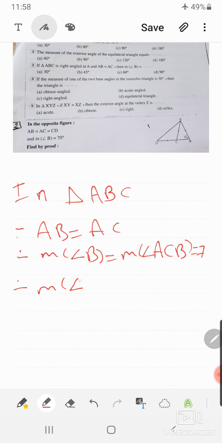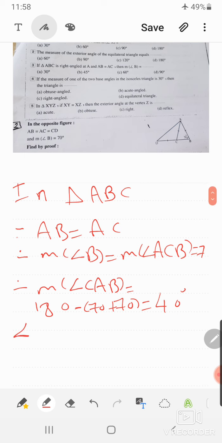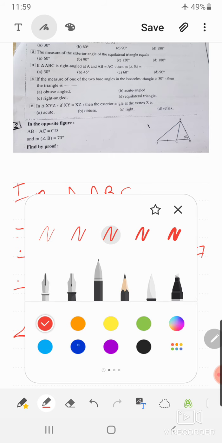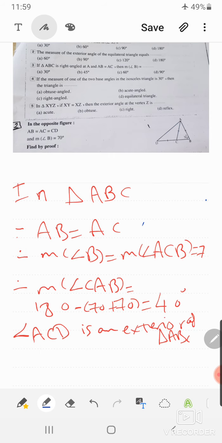Therefore, measure angle CAB equals 180 minus 70 plus 70, which equals 40. And remember, angle ACD is an exterior angle of triangle ABC, as we took in the previous lesson. If you have a triangle like this, and this is the exterior, this one will be 40 and this one will be 70. The exterior angle is the sum of the non-adjacent angles.